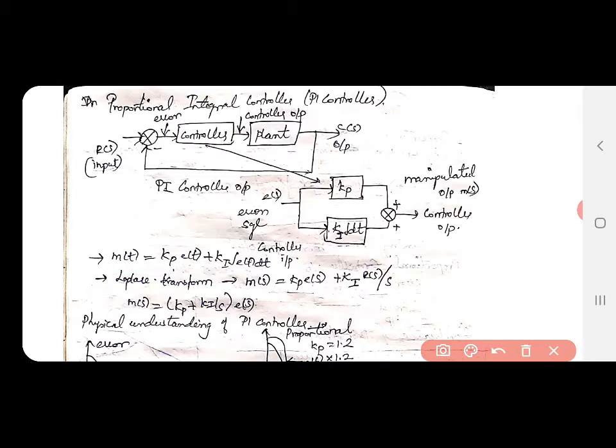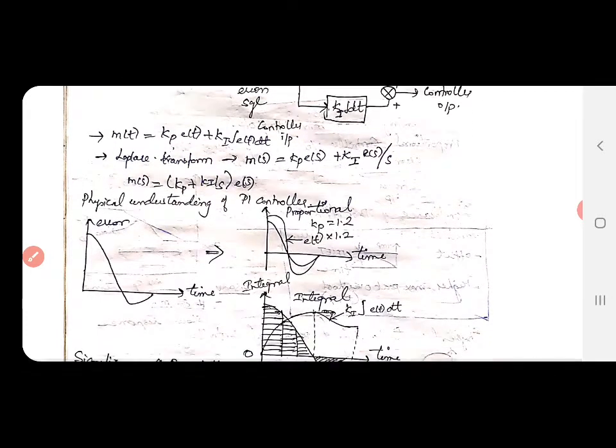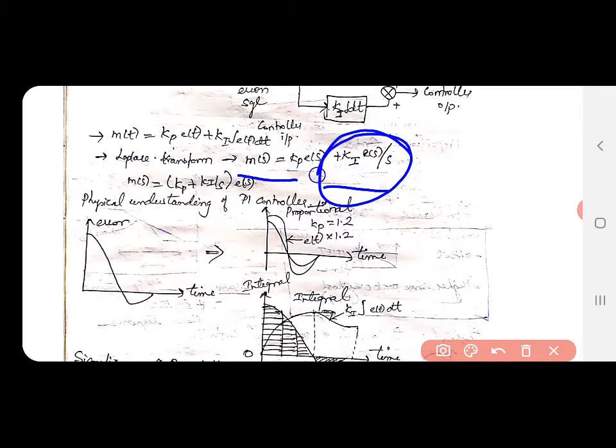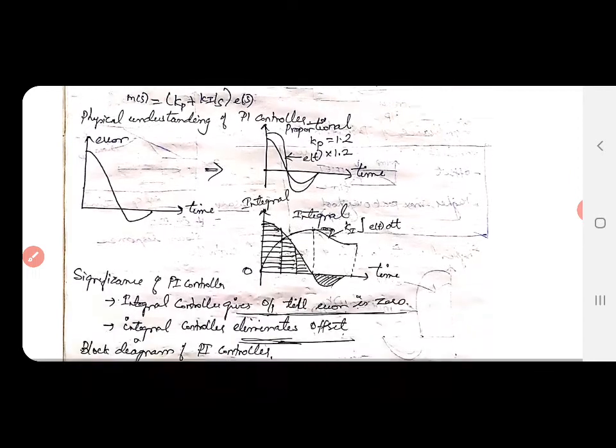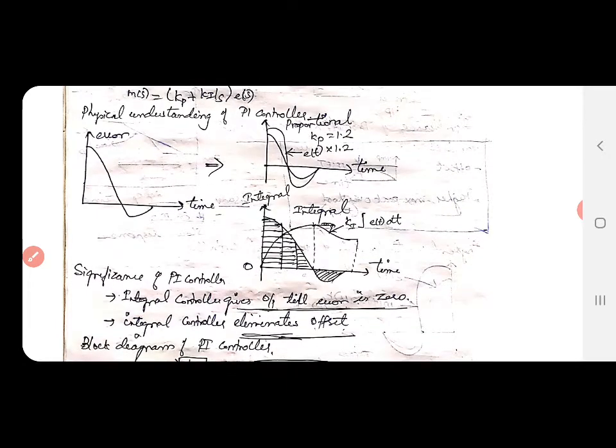Then taking the Laplace transform, m(t) becomes M(s) equal to KP into E(s) plus KI by s into E(s). We need to know that when taking the Laplace transform of an integral, it becomes 1 by s. Then the physical understanding will be error versus time.